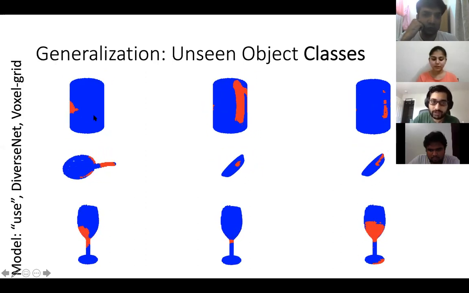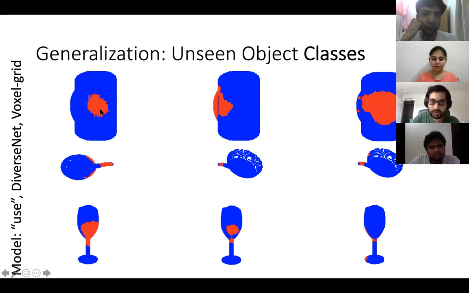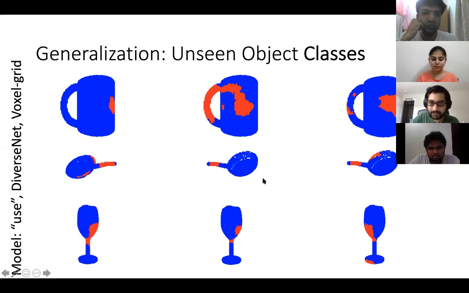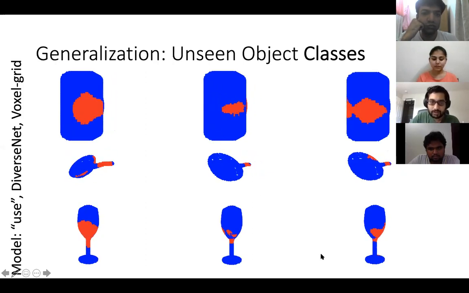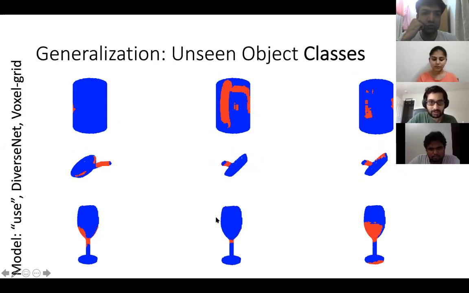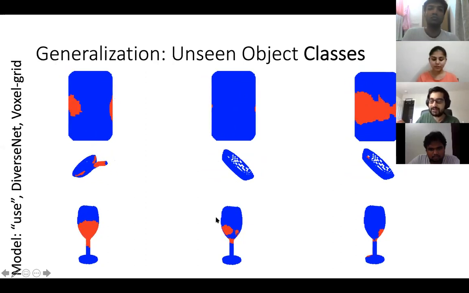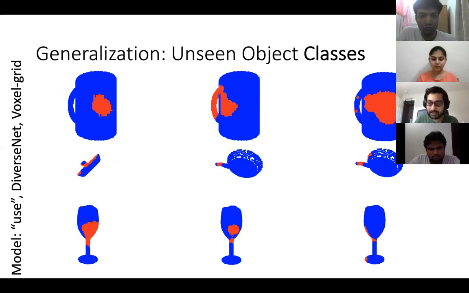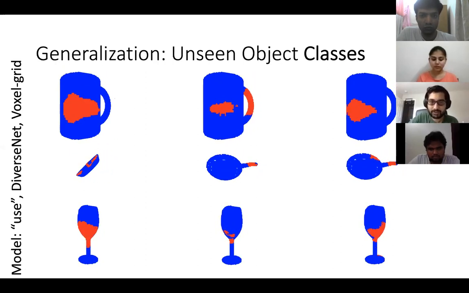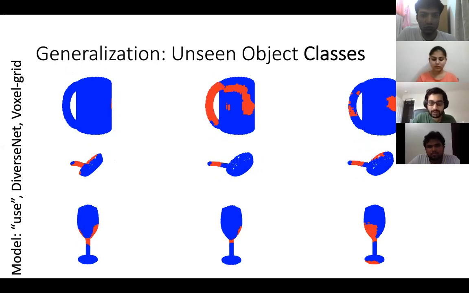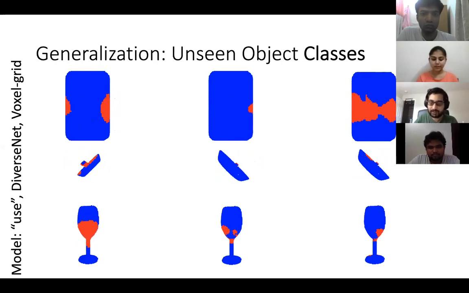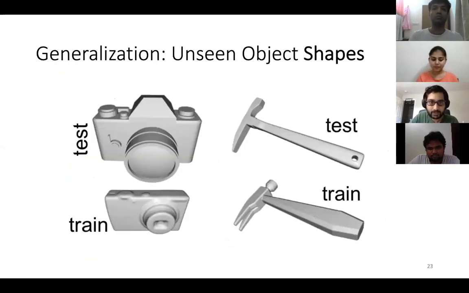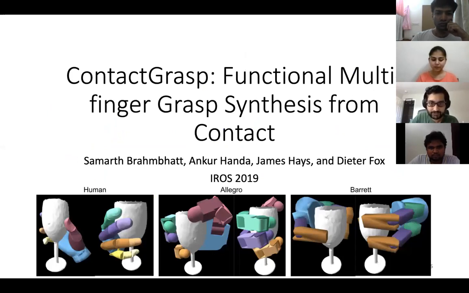You can see that for using the mug, it either contacts the body or the handle, and for using the pan, it contacts the handle. Similarly for the wine glass, but it's not as crisp and detailed as the ground truth that we have. Because this is a hard task, this one-to-many mapping makes it a particularly difficult problem. We will come back to this task in the third paper that I'm going to talk about. I'll skip this for now.